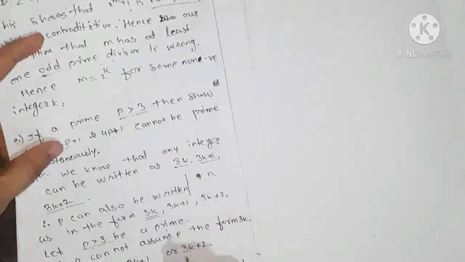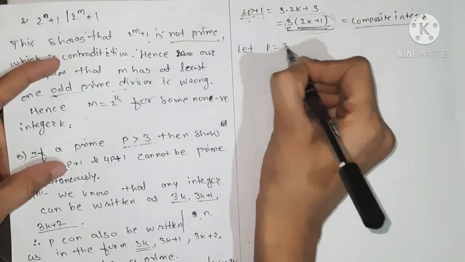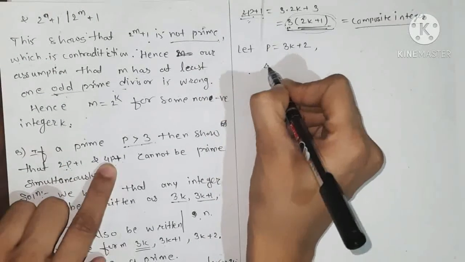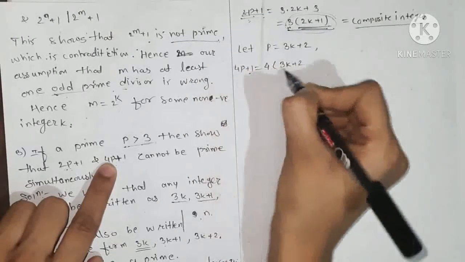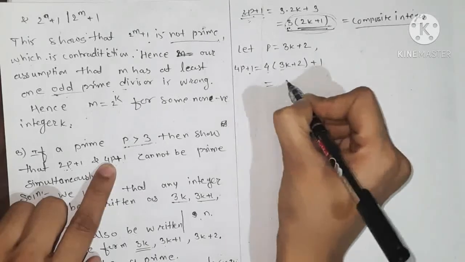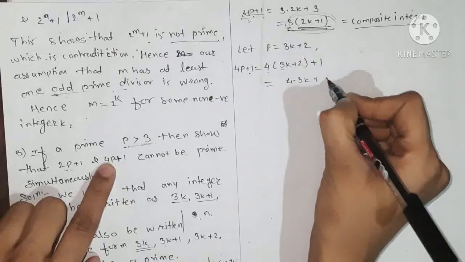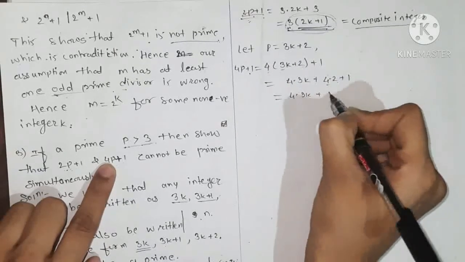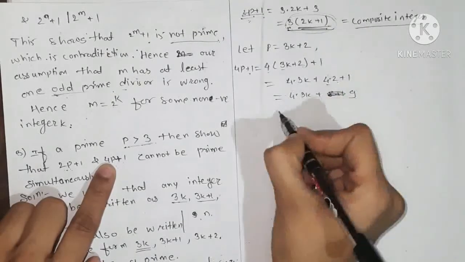And the second form of p is 3k plus 2. So let p equal 3k plus 2, then substituting the value into 4p plus 1. We write 4p plus 1 equals 4 in bracket 3k plus 2, plus 1. That is equal to 4 into 3k plus 4 into 2 plus 1, that is 4 into 3k plus 8 plus 1, which is plus 9.